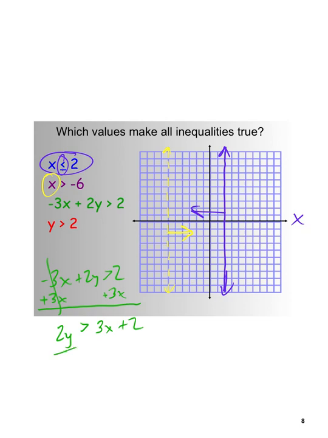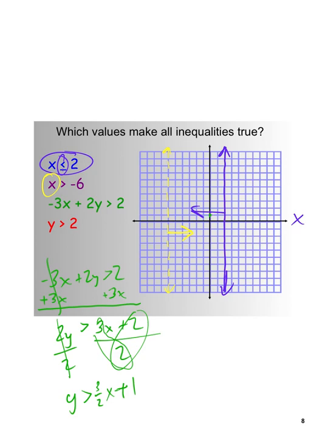And now I need to undo the 2 that's with the y. So to undo that multiplication, I'm going to divide. So I've got now y is greater than, again, my slope would be 3 halves, so 3 over 2, and then x. My intercept is 2 over 2, so that's just 1. And so that 2 over 2 means my y-intercept here is plus 1.